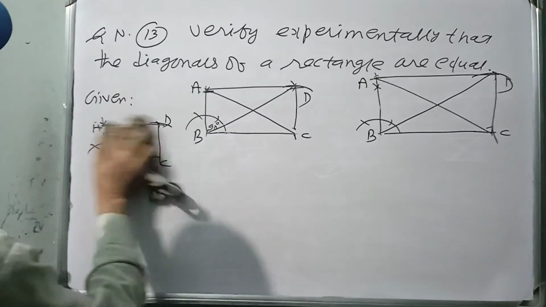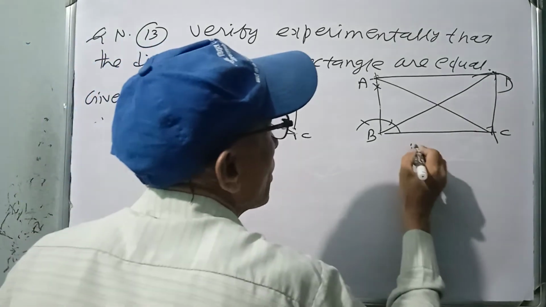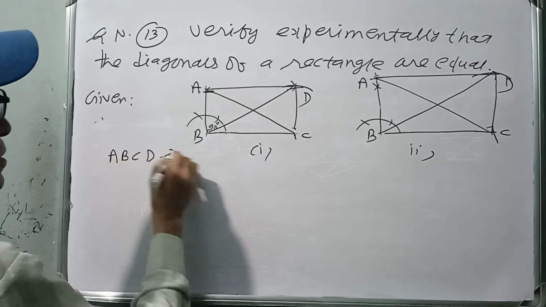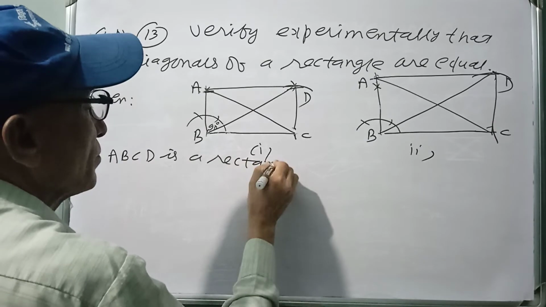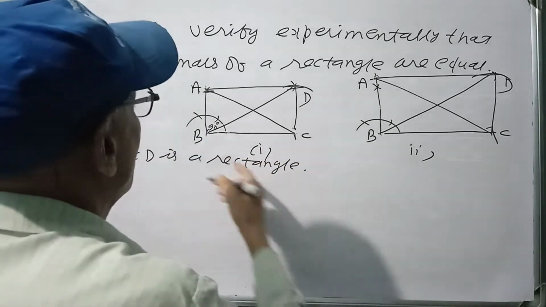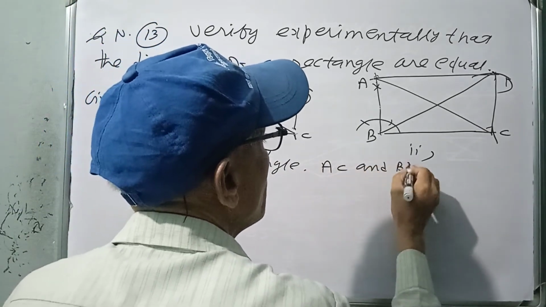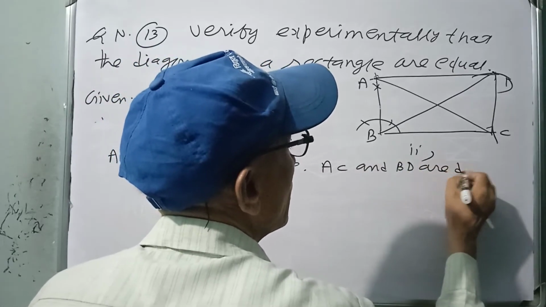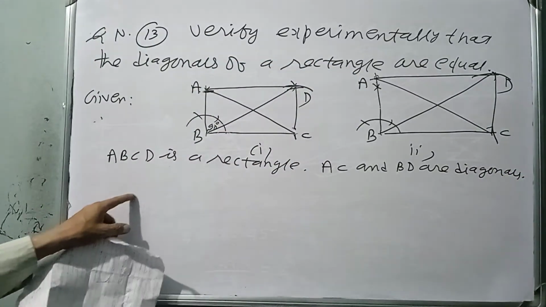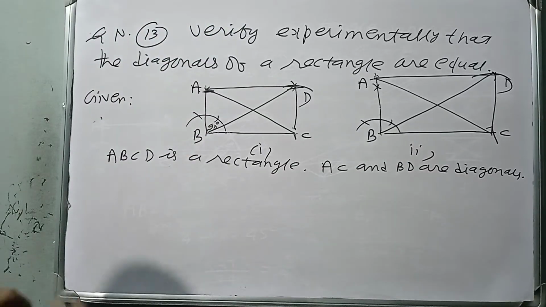Remember, what is the given condition? Figure number 1, figure number 2. What is given? ABCD is a rectangle. How rectangle? One angle 90 degree, making all angles 90 degree. AC and BD are diagonals. In Nepali version, ABCD is a rectangle, AC and BD are diagonals.